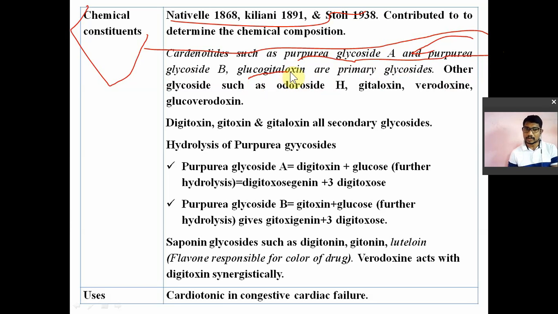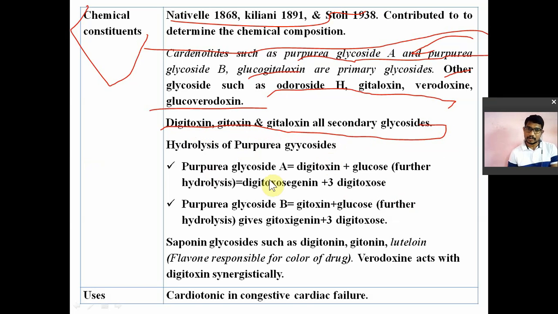Then, along with that, gluco-gitoxin. These purpurea glycoside A, purpurea glycoside B, and gluco-gitoxin are the primary glycosides. And other glycosides such as odoroside H, gitaloxin, verodoxin, glucoverodoxin are also there. Secondary glycosides like digoxin, digitoxin, gitoxin, gitaloxin are all secondary glycosides.